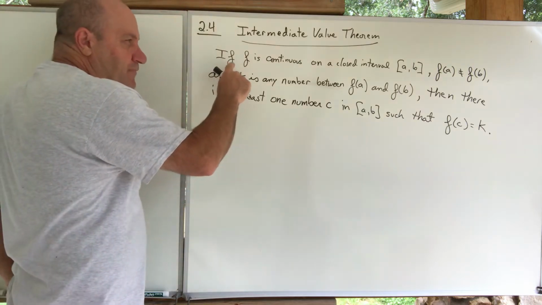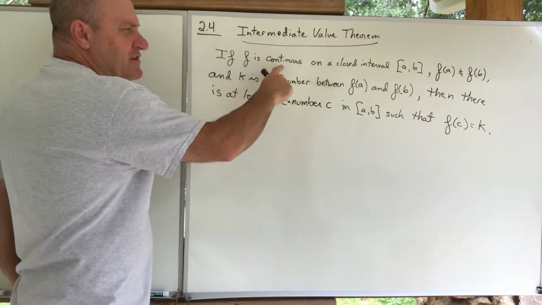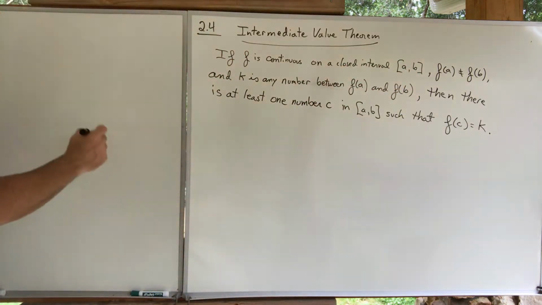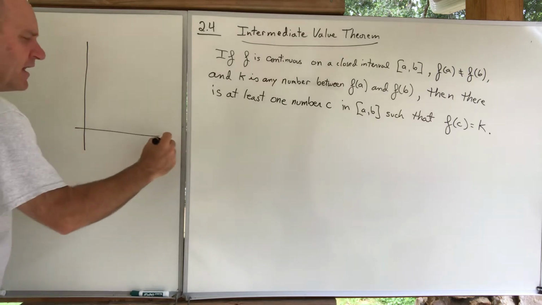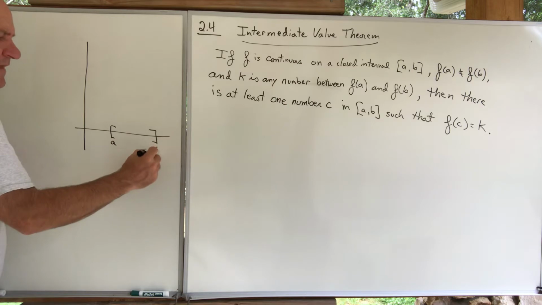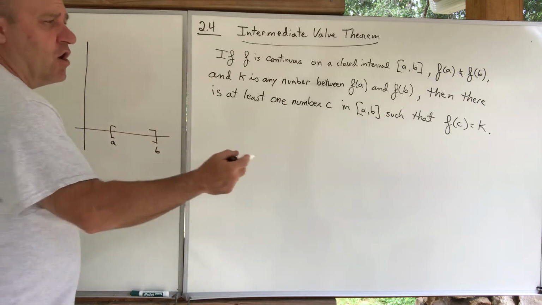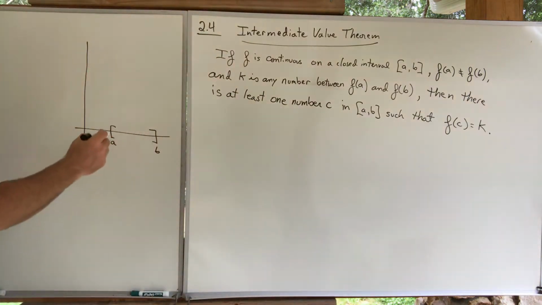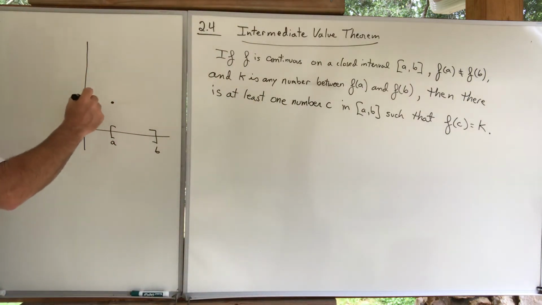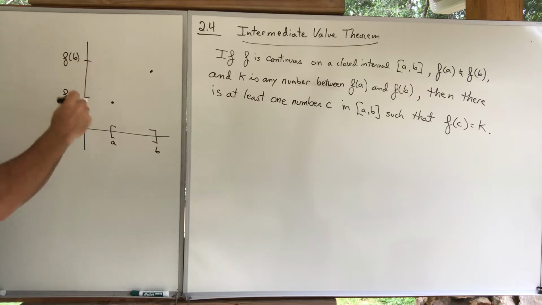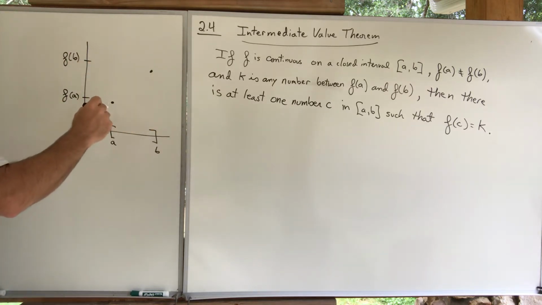The intermediate value theorem says if f is continuous on a closed interval a to b. By the way, as I read this, I might try to just draw a little picture. So I'm working on a closed interval from a to b. I want f to be continuous. Oh, look what they said. They want f of a not to equal f of b. So there's a function value here called f of a, and there's a function value here called f of b, and they want them to be different. They want two different y values there.